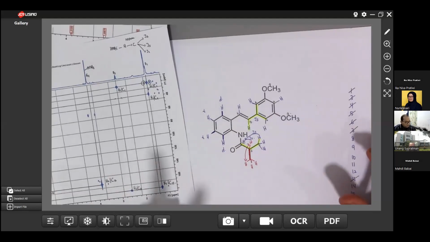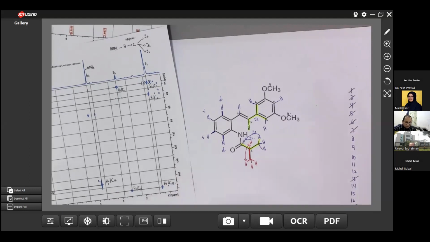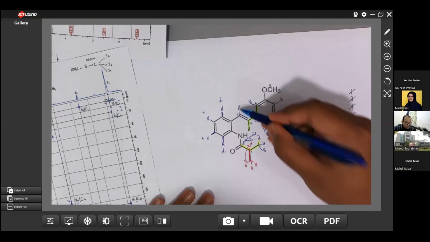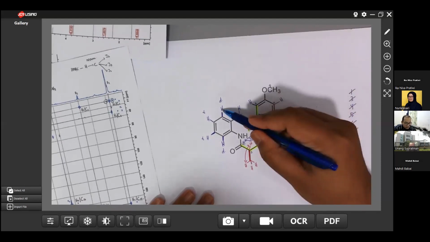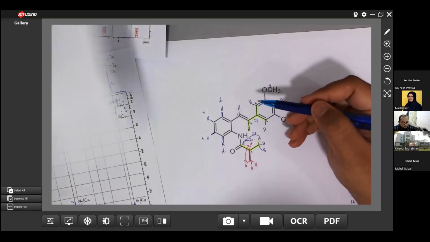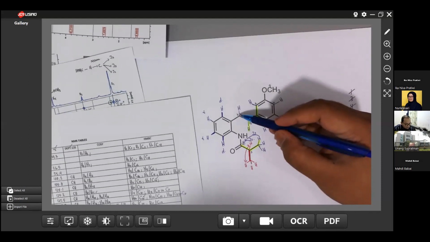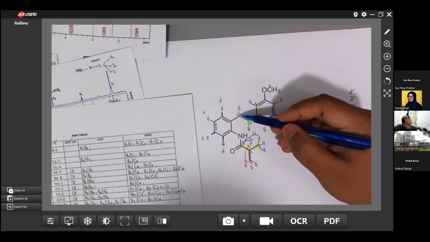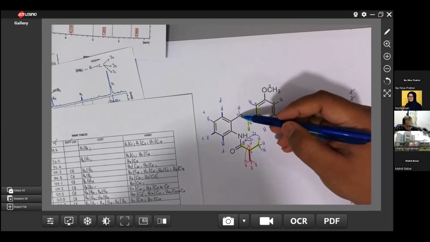So which one? What you have to do is find a correlation between this proton and this carbon, or this proton and this carbon, vice versa. So what you can see is, okay, H7, based on this table, you can see this aromatic is a doublet.